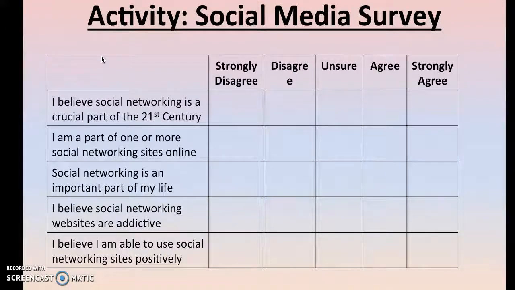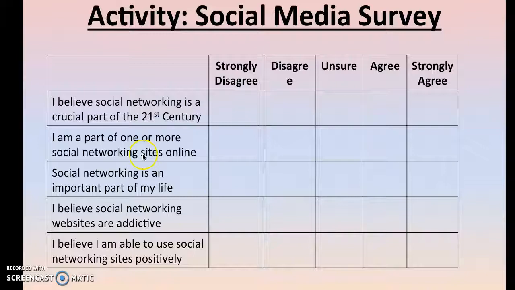Okay, so what you need to do now is put this table, or draw this table up into your books. Put this heading here, and then tick whether you strongly disagree, unsure, agree, or strongly agree each of these statements. So the first statement is, I believe social networking is a crucial part of the 21st century. I believe social networking is important to our generation, to our society.